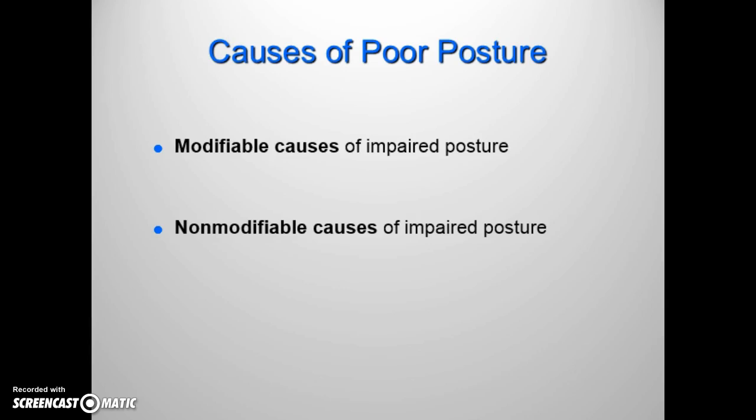Non-modifiable causes cannot be changed. They include structural variations and damages to bones, joints, muscles, and the nervous system. Some anatomical factors that are non-modifiable are ligamentous tightness or laxity and bony anomalies.